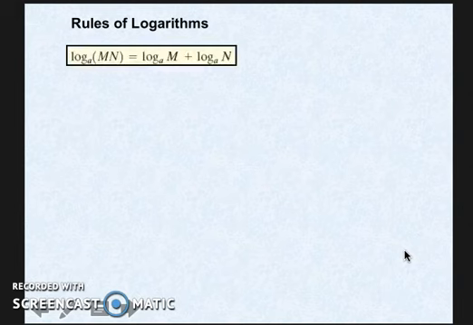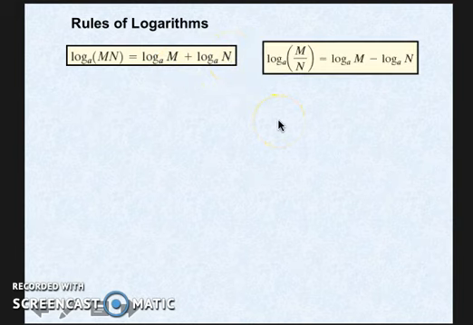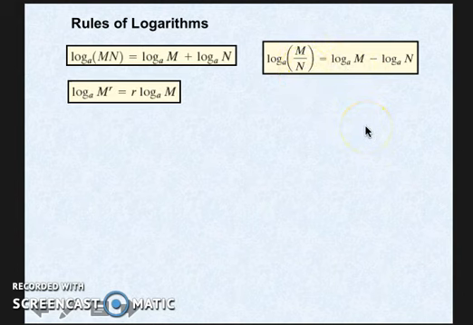Some more rules of logs are these. The log of a product is equal to the sum of the logs. If you're taking the log of m times n, with the same base, it's log m plus log n. This is the product rule. Then the quotient rule: the log of a quotient is the difference of logs, log of m minus log of n. And when you have log base a of m to the r, this exponent comes in front of the log: r times log of m with base a.